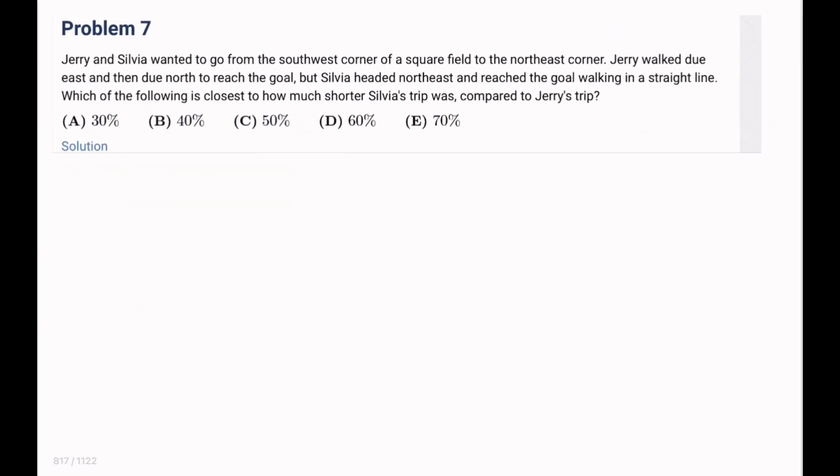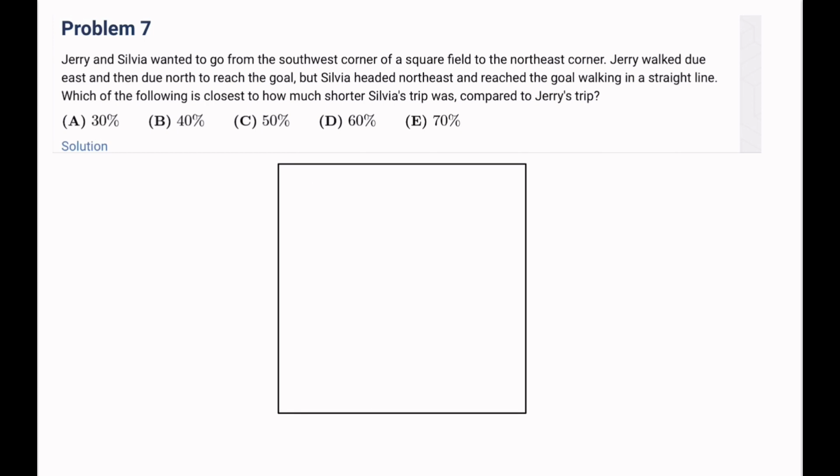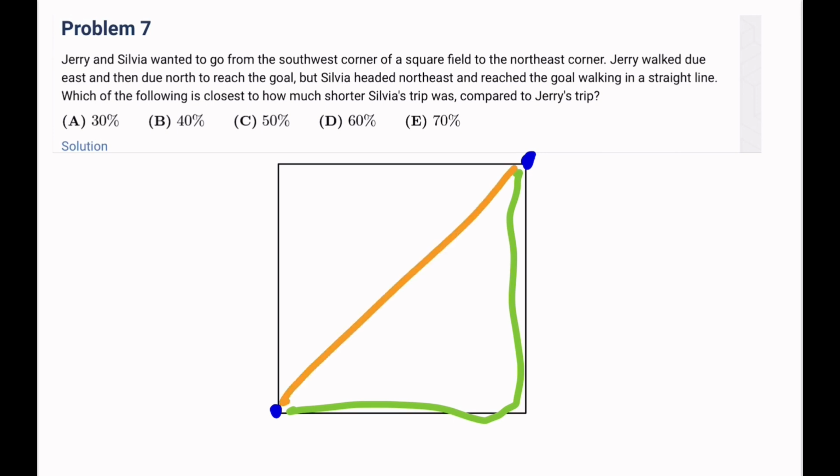Number 7. Jerry and Sylvia wanted to go from the southwest corner of a square field to the northeast corner. Jerry walked due east and then due north to reach the goal, but Sylvia headed northeast and reached the goal walking in a straight line. Which of the following is closest to how much shorter Sylvia's trip was compared to Jerry's trip? Okay, so we have a square field, and Jerry and Sylvia wanted to go from here to here, right? And so Jerry went like this, and Sylvia went like this.